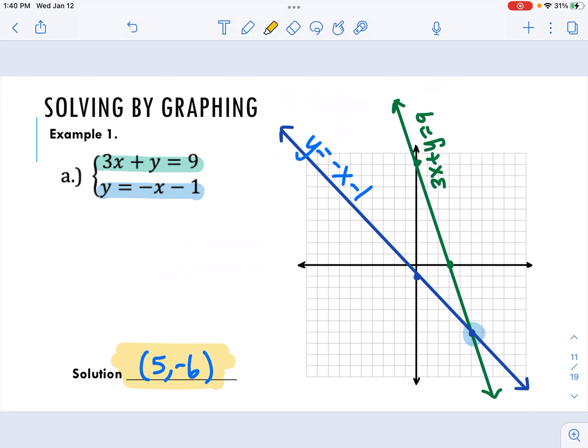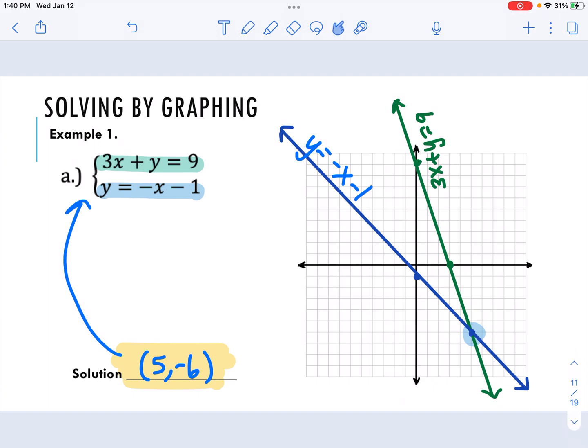Now, let's think about how we can quickly check. Well, visually, we can check that this is the point at which it intersects. However, mathematically, we can check by actually plugging this in. And what I like to do is use some mental math. I'm going to plug in 5 for x, I'm going to plug in negative 6 for y. In my head, I'm going to do 3 times 5 is 15, plus negative 6, that gives me 9. Quickly, I'm going to check the second one. It needs to satisfy both equations. Negative 6 is equal to negative 5 minus 1, correct. Now that I know that it satisfies both equations, we in fact did graph this correctly.